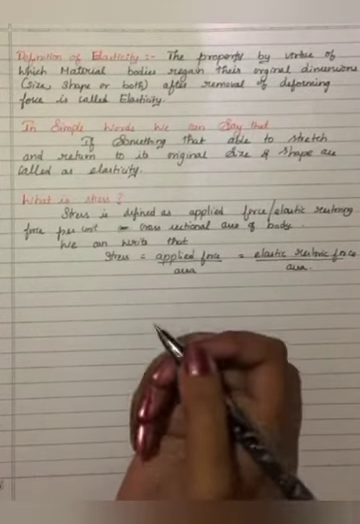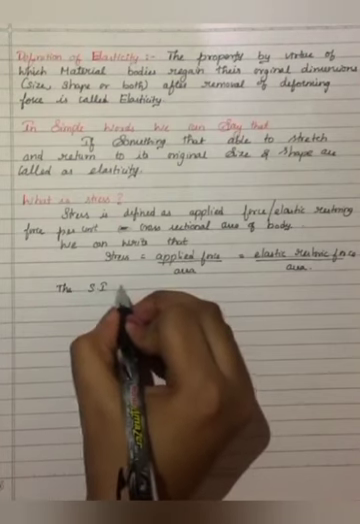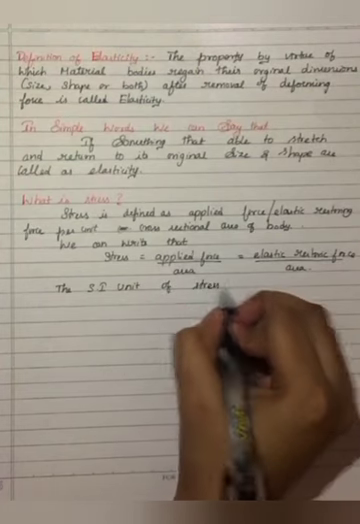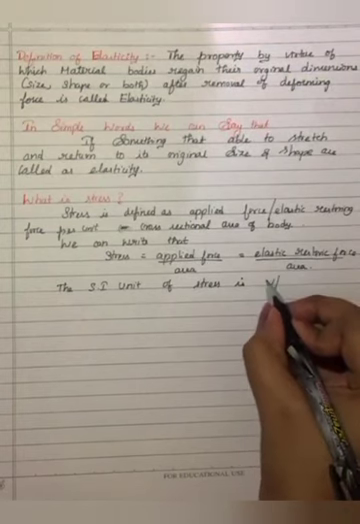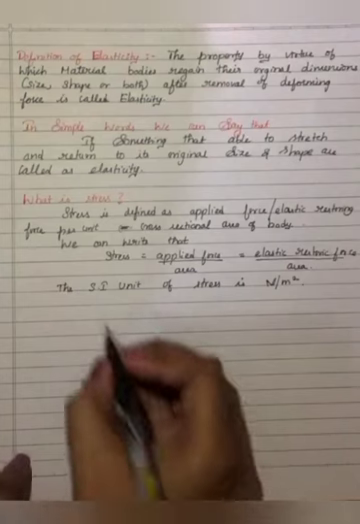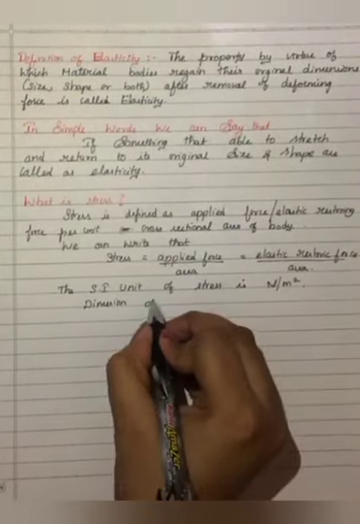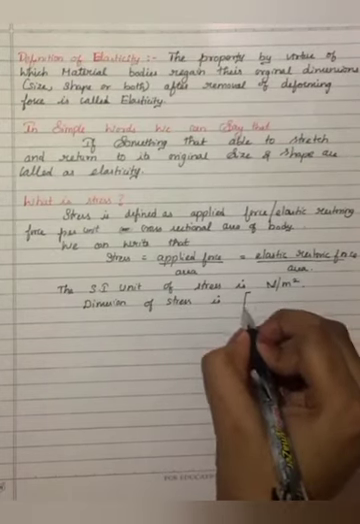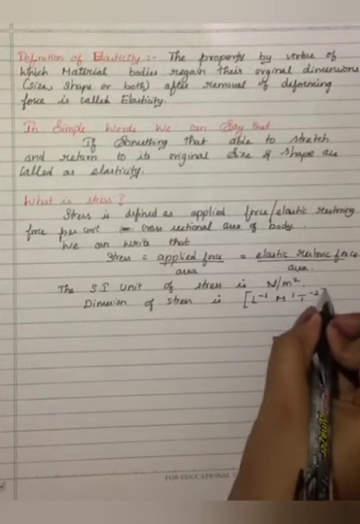What is the SI unit of stress? The SI unit of stress is Newton per meter square. Now, the dimension of stress is M L^-1 T^-2.